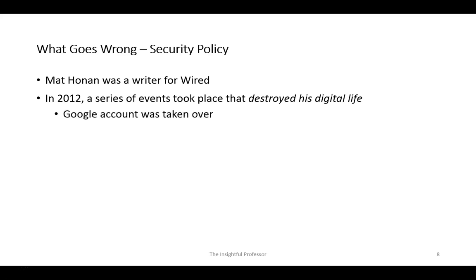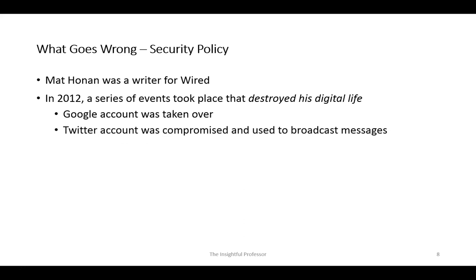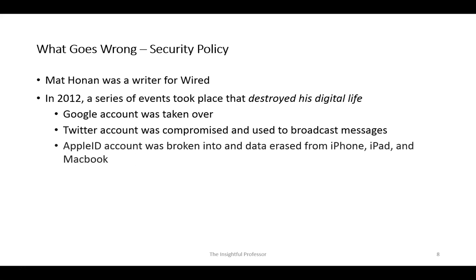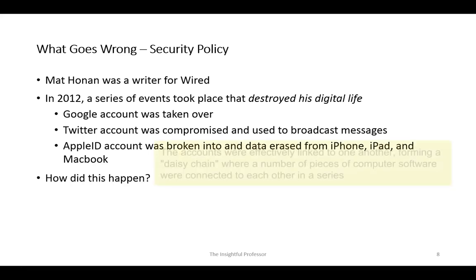The problems that Matt Honan experienced consisted of his Google account being taken over. A Twitter account was compromised and used to broadcast messages. An Apple ID account was broken into, and data there was erased from his iPhone, his iPad, and his MacBook. How did all of this happen?